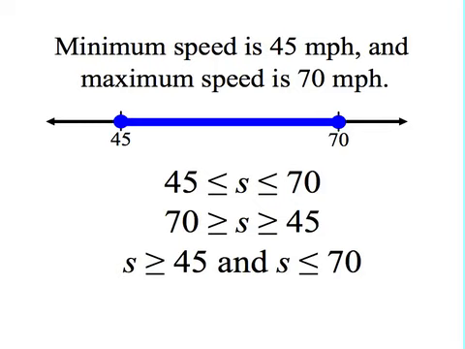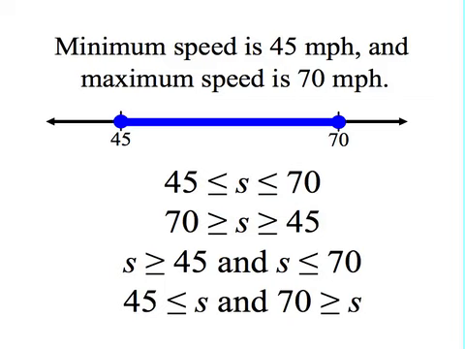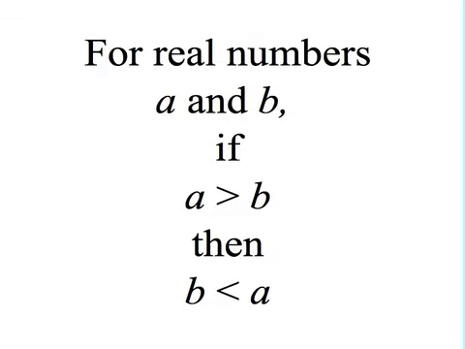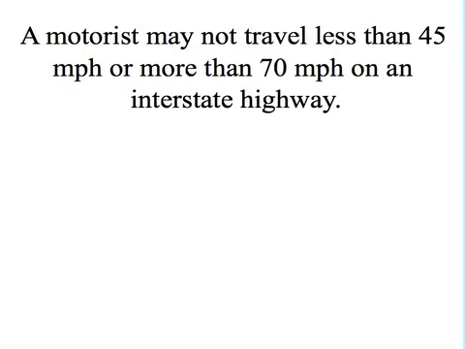And we can also write an inequality which is expressed in what I call a triple as two separate inequalities separated with the word and as shown here. Or we could write it this way. And that brings us to this concept. For real numbers a and b, if a is greater than b, then it's also true that b is less than a. And let's do one more example.